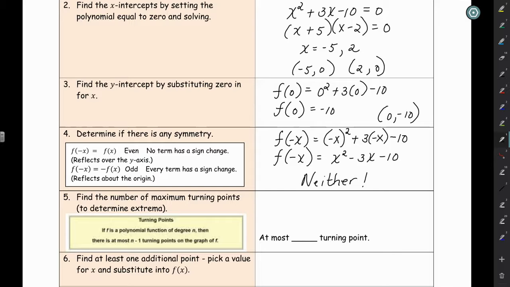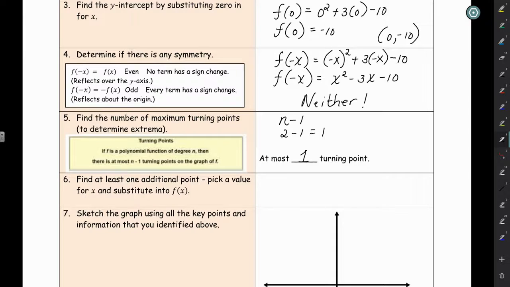Find the number of maximum turning points. All right, so the value of n in this case, we're degree 2. So we have n minus 1, so that's 2 minus 1. So we know we're going to have at most one turning point in this graph.